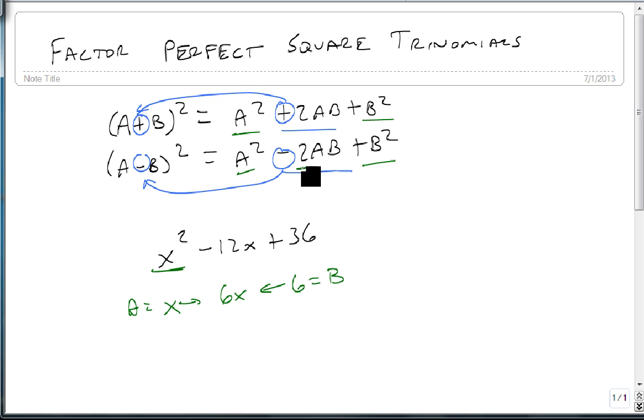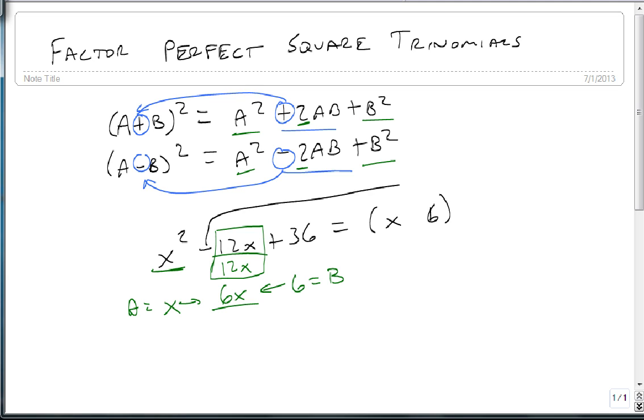And remember back to my formula, I have this 2. 2 times 6x is 12x. So all I'm looking at is this middle piece right here. If they are the same, or if this is double this, then I have a perfect square trinomial, and this factors as a, b, and whatever the sign is goes in between them, quantity squared. So we end up with (x − 6) squared.